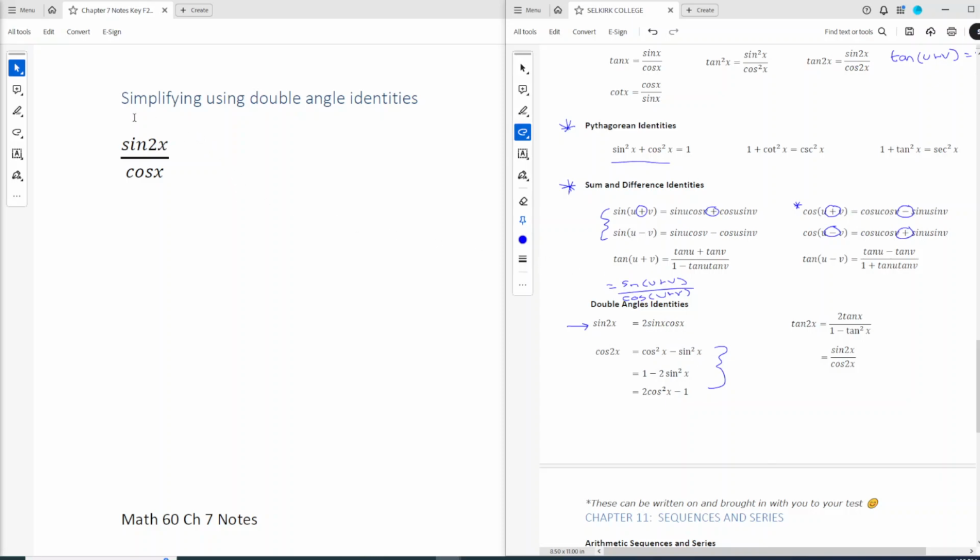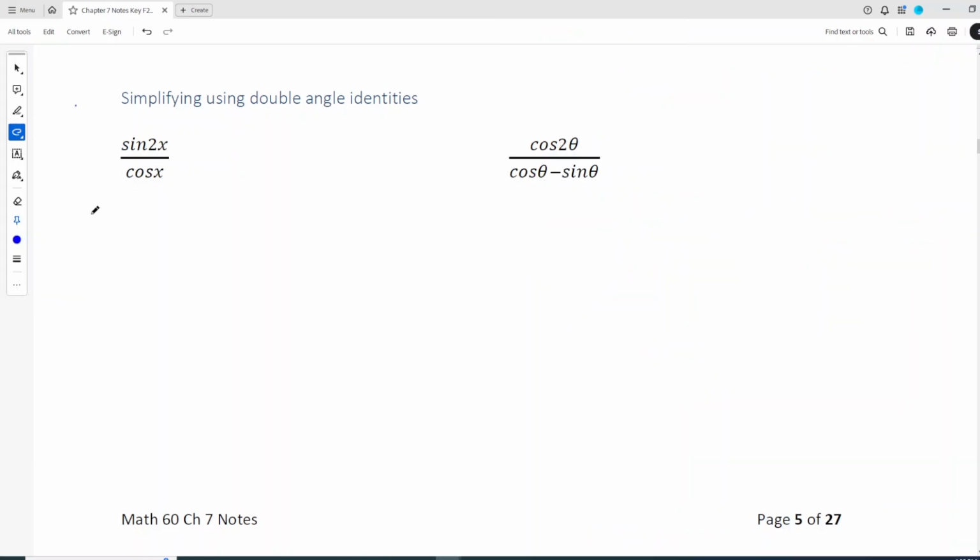So we're going to start using our double angle identities to simplify. This first question says sine 2x over cos x. So the sine 2x has no choice. This is going to be 2 sine x cos x over cos x. And then the cos x's can simplify, and I'd be left with 2 sine x.